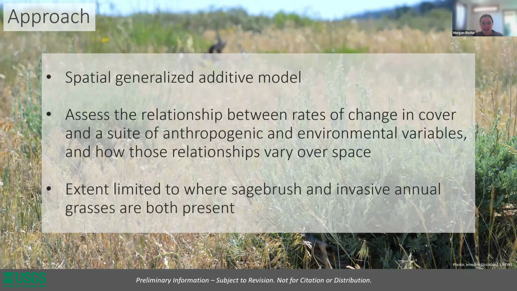We're working to understand the factors associated with different rates of change. We're doing this with a spatial generalized additive model with a suite of anthropogenic and environmental variables. And the model incorporates space to tell us how those relationships vary over space. This allows us to see both the effects of each factor, but also how the strength and direction of the effect changes across the landscape.